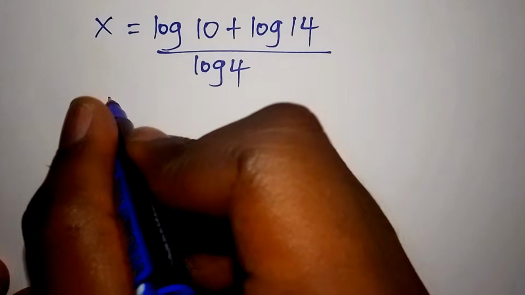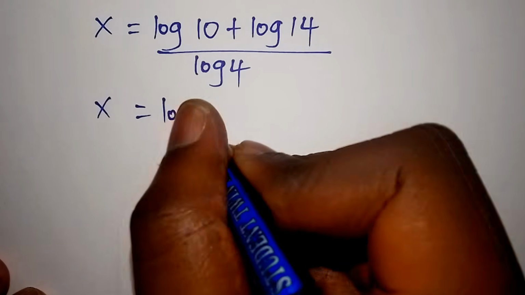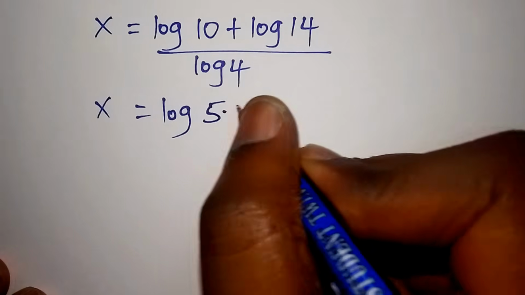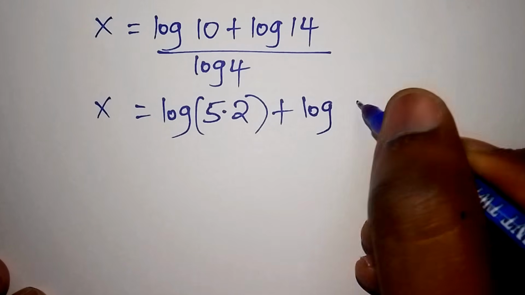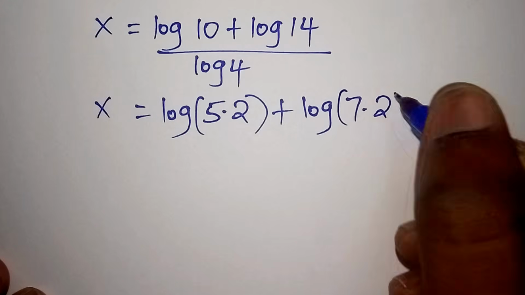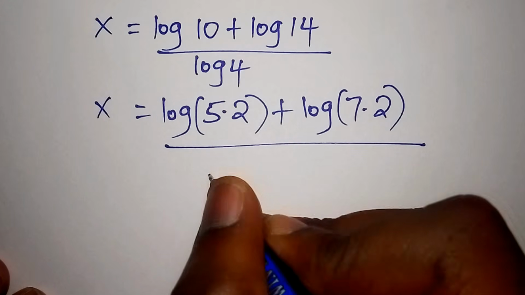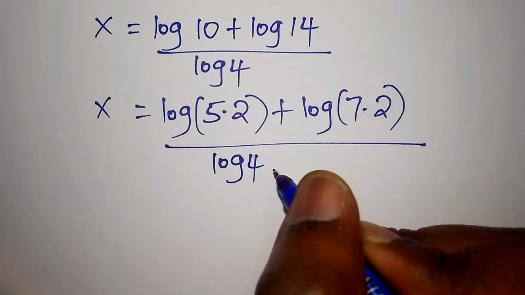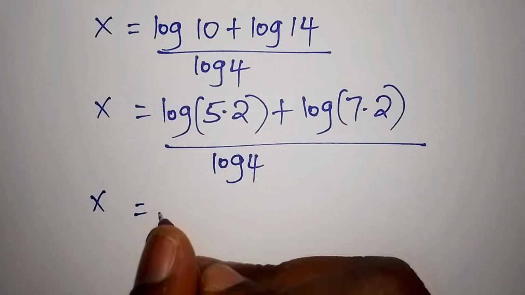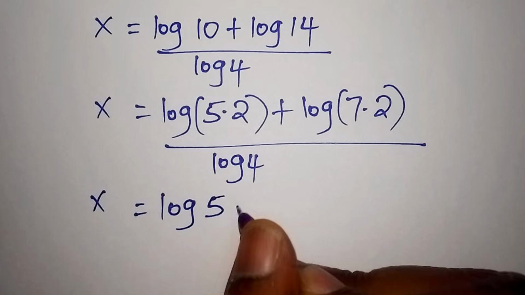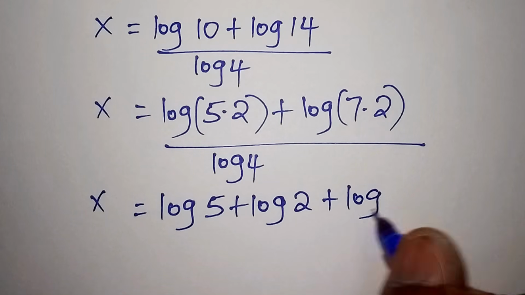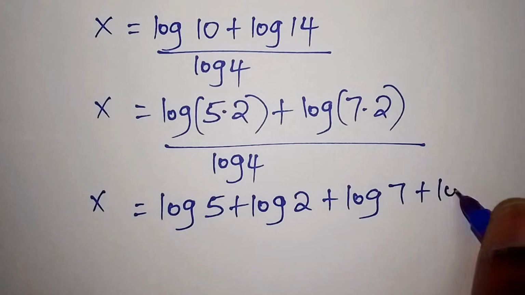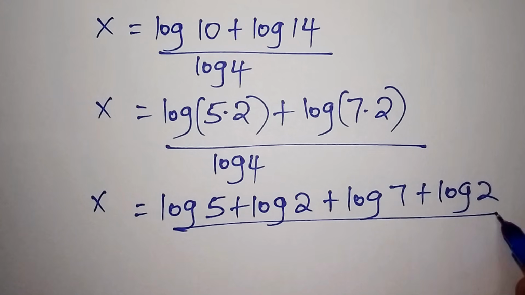So the value for x is equal to, log 10 can be written as the log of 5 multiplied by 2, in bracket, plus the log of 14 which can be written as the log of 7 multiplied by 2, in bracket, all of this all over the log of 4. So now x is equal to the log of 5 plus the log of 2, plus log 7 plus the log of 2, all of this all over the log of 4.